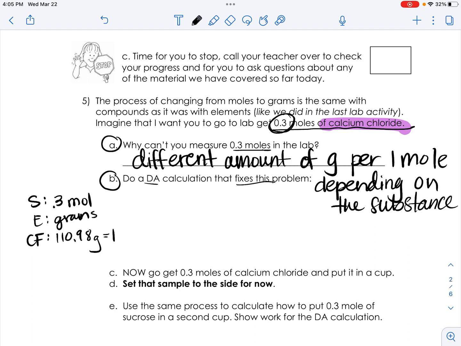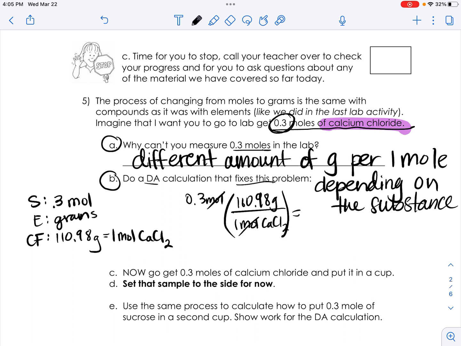Are equal to 1 mole of calcium chloride. Now you just have to do a dimensional analysis problem. So I take my starting value, 0.3 mole, and I need to convert out of moles. So I want to get rid of moles, so I'm going to put my 1 mole of CaCl2 on bottom so that I can get rid of the unit mole. And 1 mole is equal to 110.98 grams.